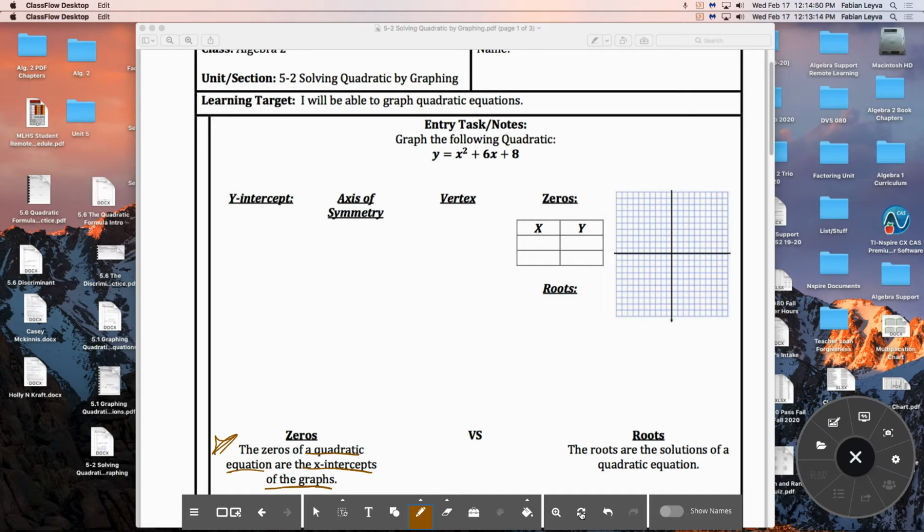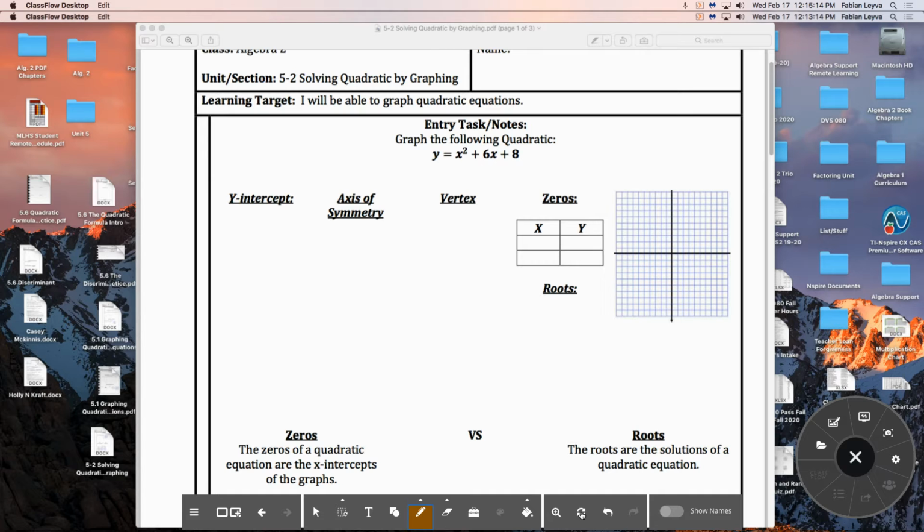So what we're going to do today is concentrate not only on finding the prior information that we did, but also on finding the x-intercepts, where the graphs cross the x-axis. Write that down somewhere on your paper, so if you hear me say zero, you know exactly what I'm talking about, which again is just the x-intercepts of parabolas. So let's start with this entry task, which 90% of it is just review.